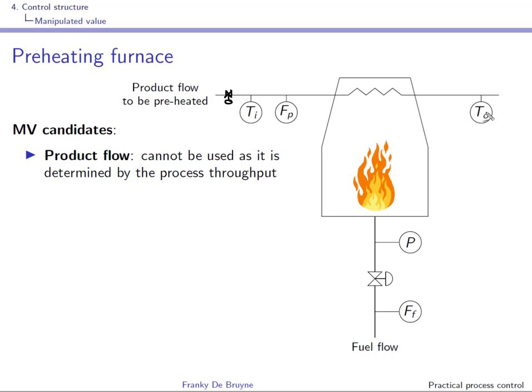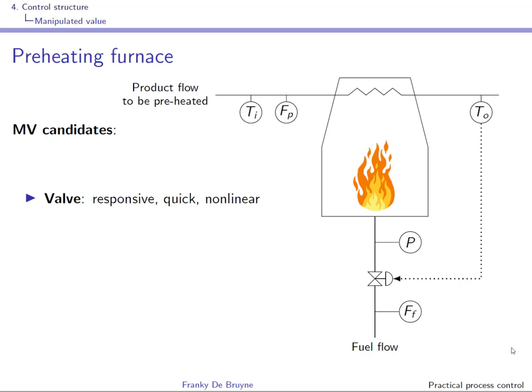But even if at the start this looks like a good idea, you can kind of feel that you cannot use it as a control of the output temperature because the throughput through the preheating furnace is of course determined by what is happening further down this process. It's not something that you can control, it's something that you have to live with. So this is clearly not a good idea.